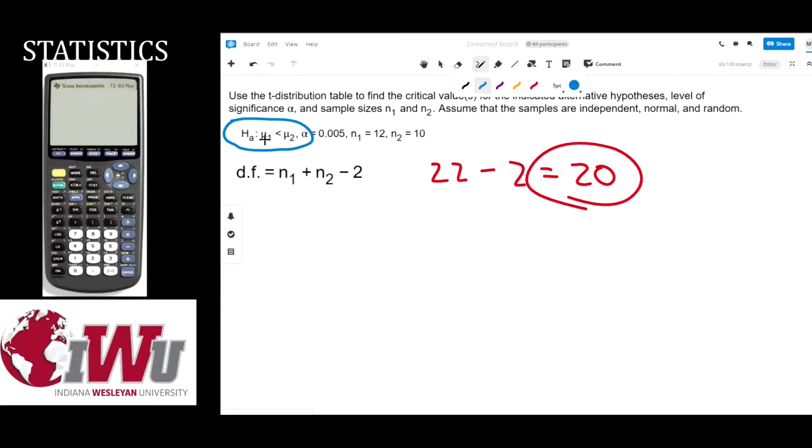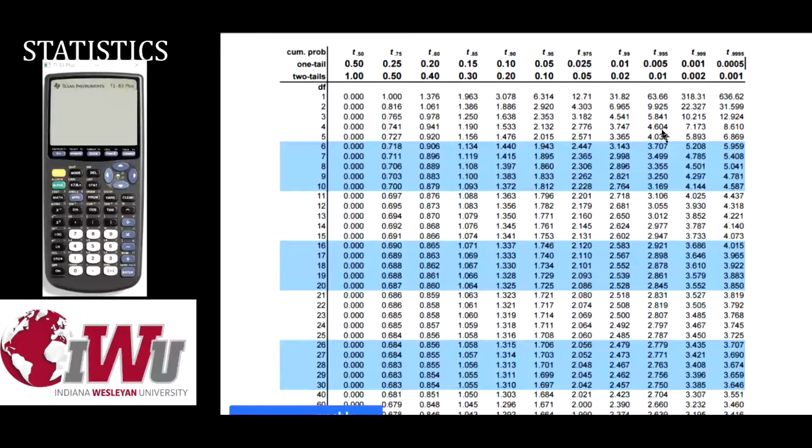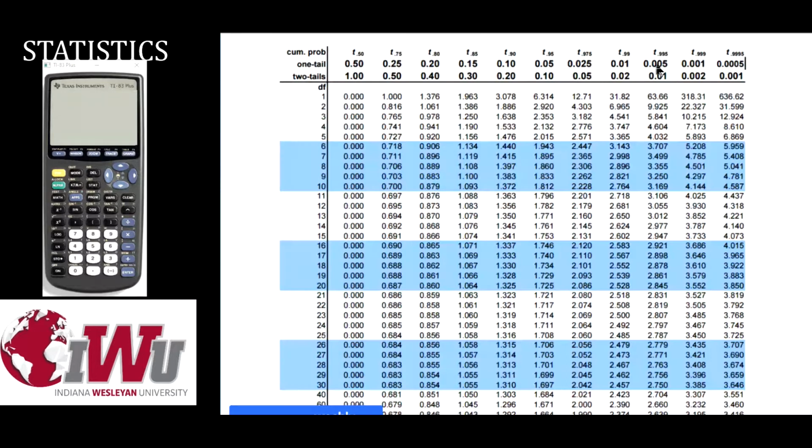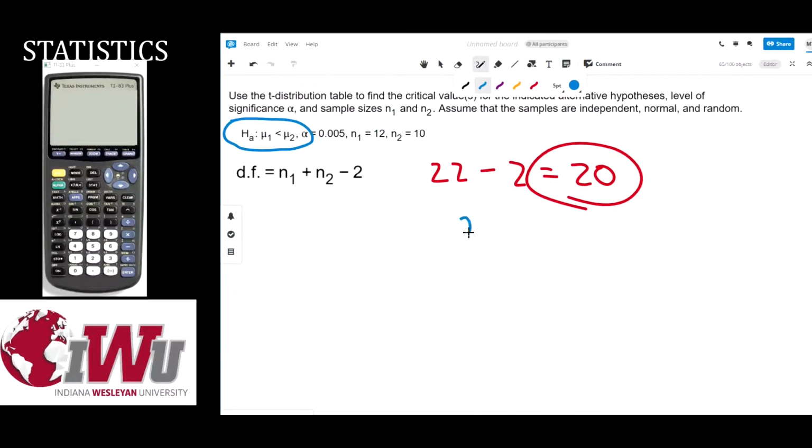This one is left-tail. So we're going to look at the t-table, and we're looking at one tail, right over here. If we remember, let's go back and double check here. We have 0.005, with degrees of freedom of 20. And so the value on the table is 2.845.